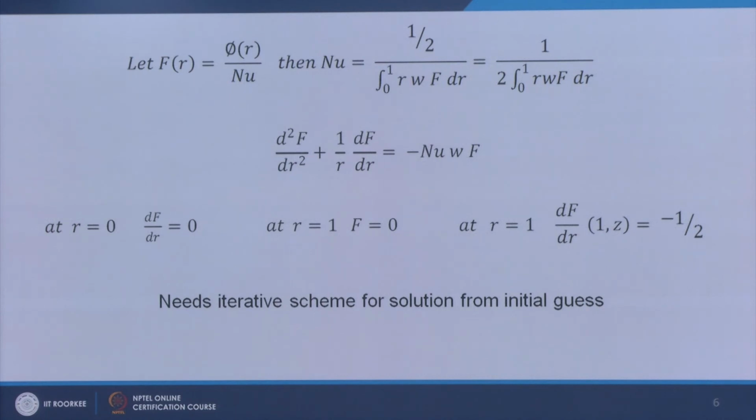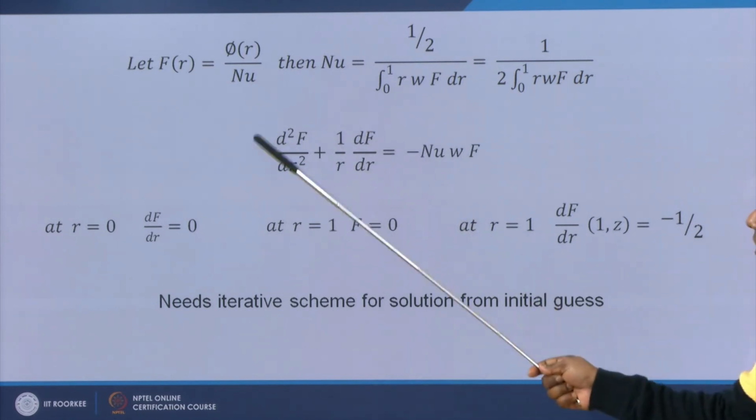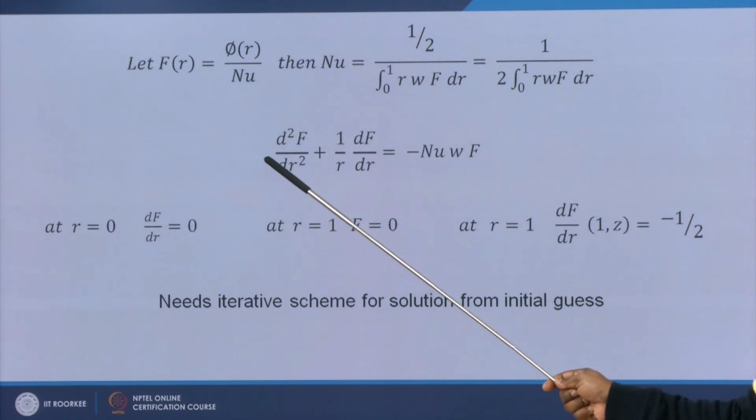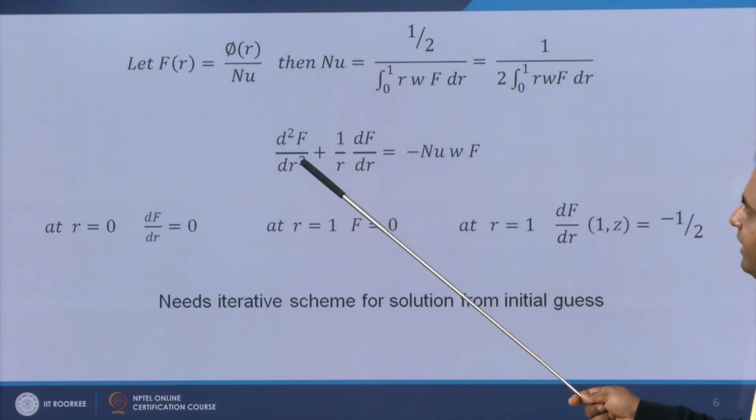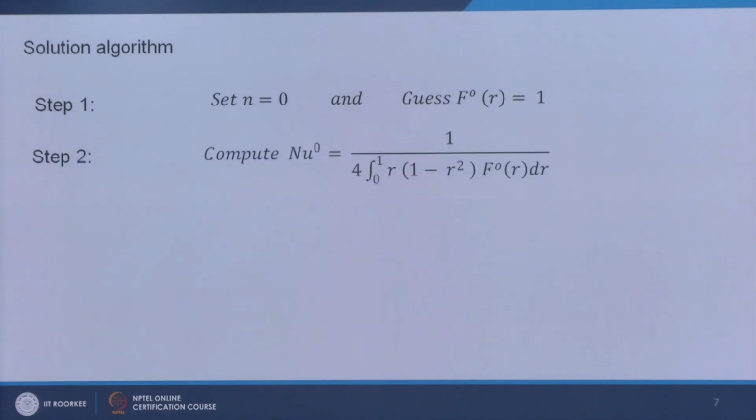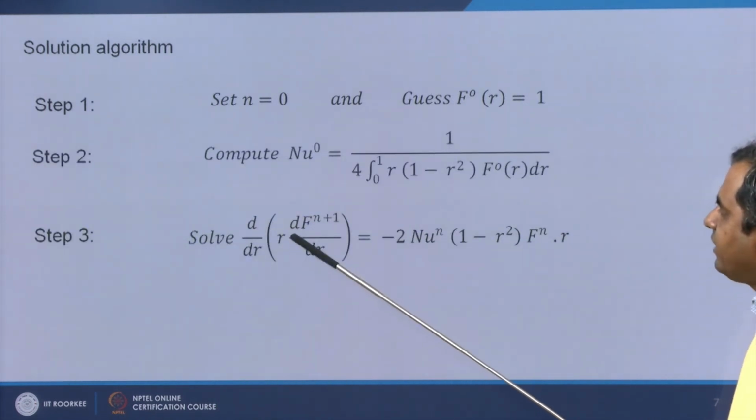Let me show you once again the set of equations, this one. In the left hand side we have the value of f at the next iterative level, and in the right hand side we have the previous iterative level. So here f will be considered at the previous iterative level. And here you see, if you multiply the whole equation with r, this term can be written as d/dr of r df/dr.